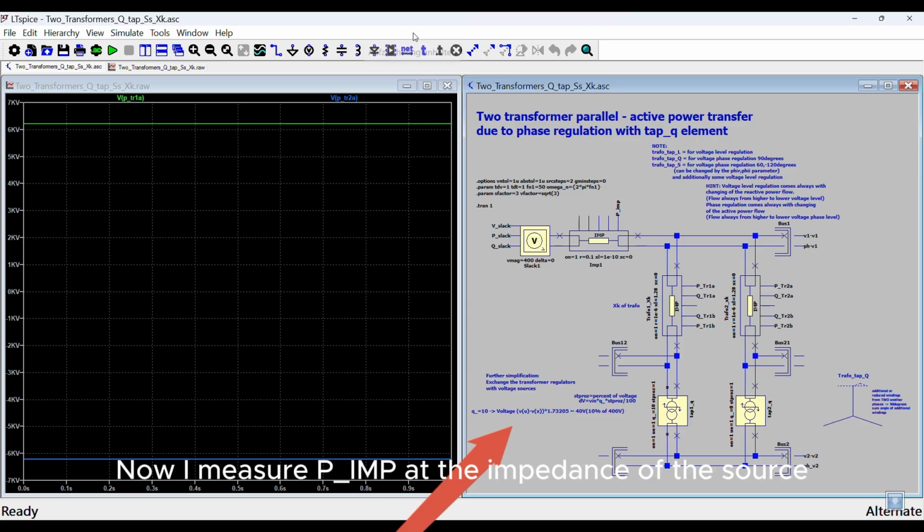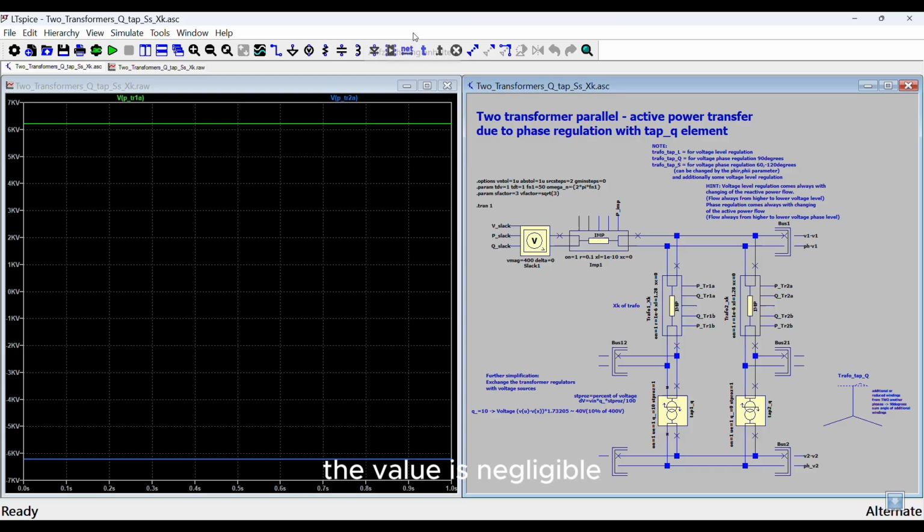Now I measure PMP at the impedance of the source. The value is negligible. This means that the active power flow only flows between the transformers in the circuit but does not flow back to the source. This allows me to simplify the circuit even further.